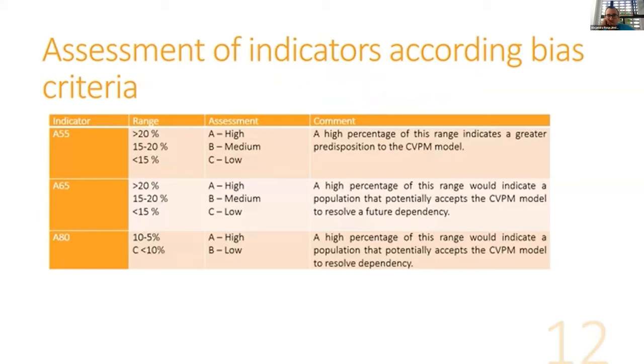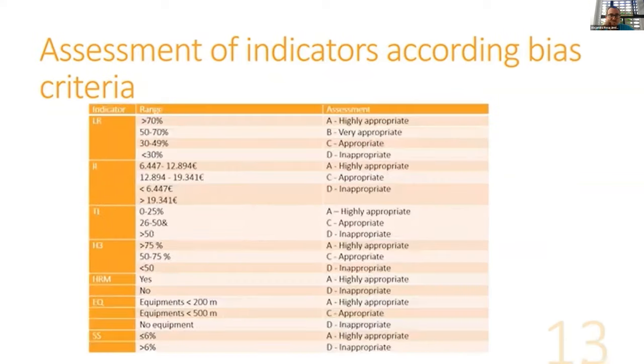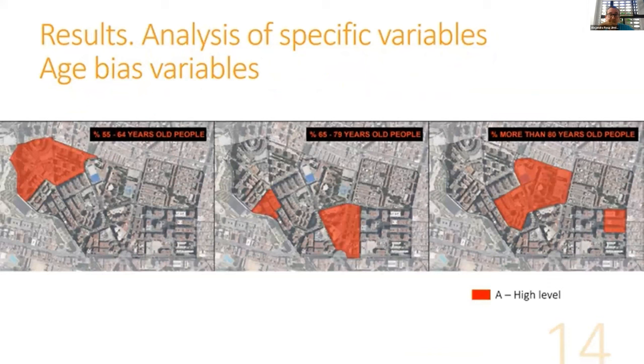For the assessment of the potential location indicator of this model, we established 2 levels of characterization. In principle, in this table, the 3 age groups are differentiated: A55, A65, and A80. For the assessment of indicators according to bias criteria, we differentiate between these indicators according to these tables. In the result, you can see the areas with a high level of the indicator, in this case, in the 55 to 64 year old people, between 65 and 79 year old people, and more than 80 year old people.